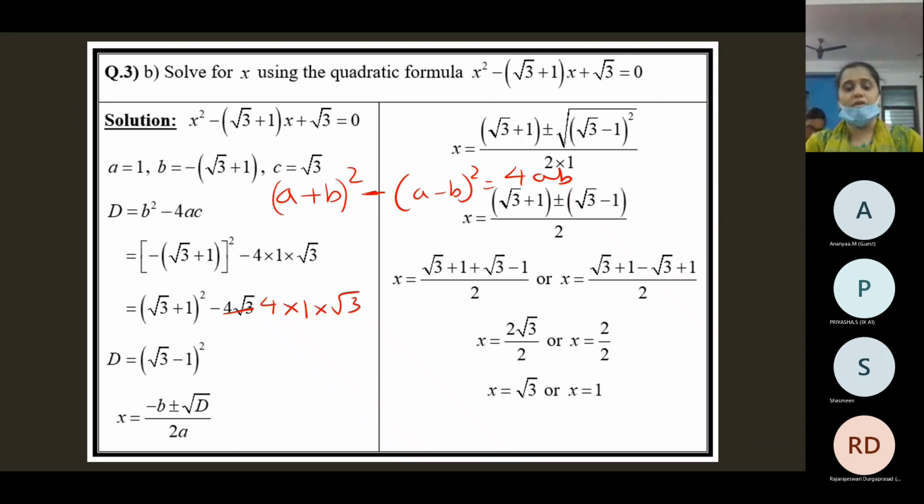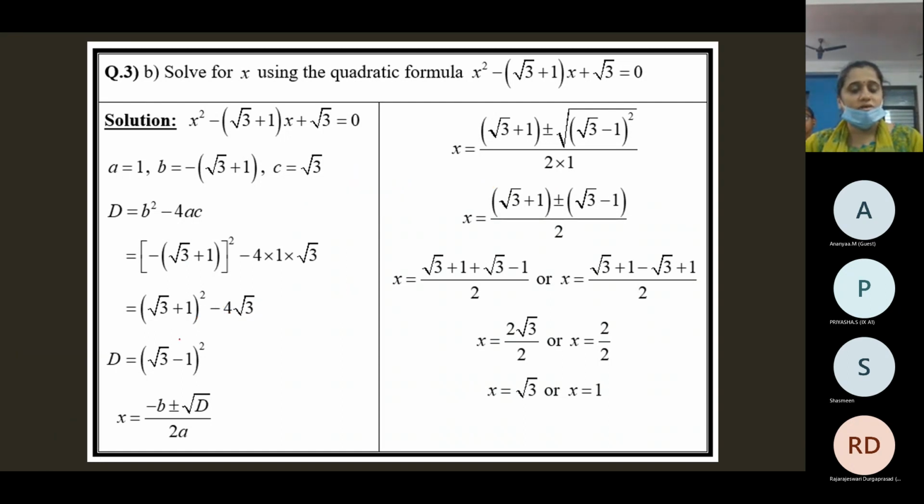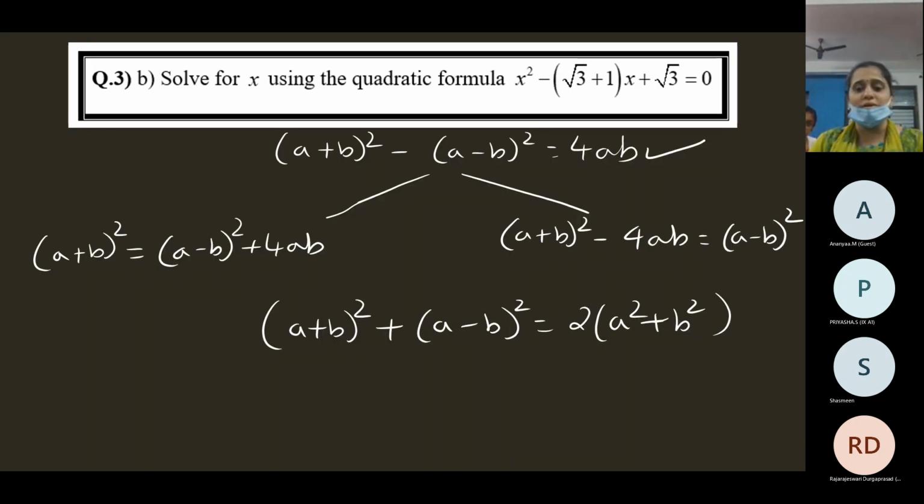All right. So that's what we do here. See here, this is (a plus b) the whole square minus 4ab. (a plus b) the whole square minus 4 into a into b. What is (a plus b) the whole square minus 4ab? (a minus b) the whole square.